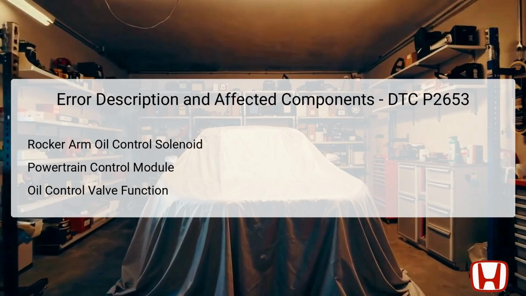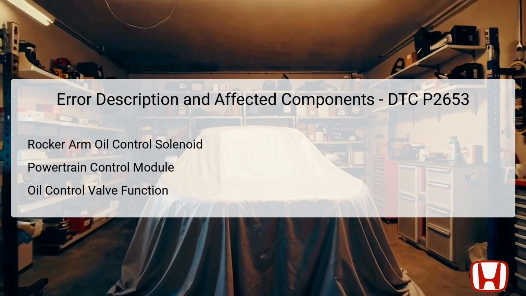The DTC P2653 arises from an abnormality within the rocker arm oil control solenoid circuit. The rocker arm oil control solenoid is responsible for regulating oil pressure to the rocker arms, thus controlling their movement during engine operation. Its role is significant as it helps maintain optimal valve timing, which is essential for efficient engine performance and fuel economy. This solenoid is integrated with the rocker arm oil control valve, usually located near the top of the engine, adjacent to the camshaft.